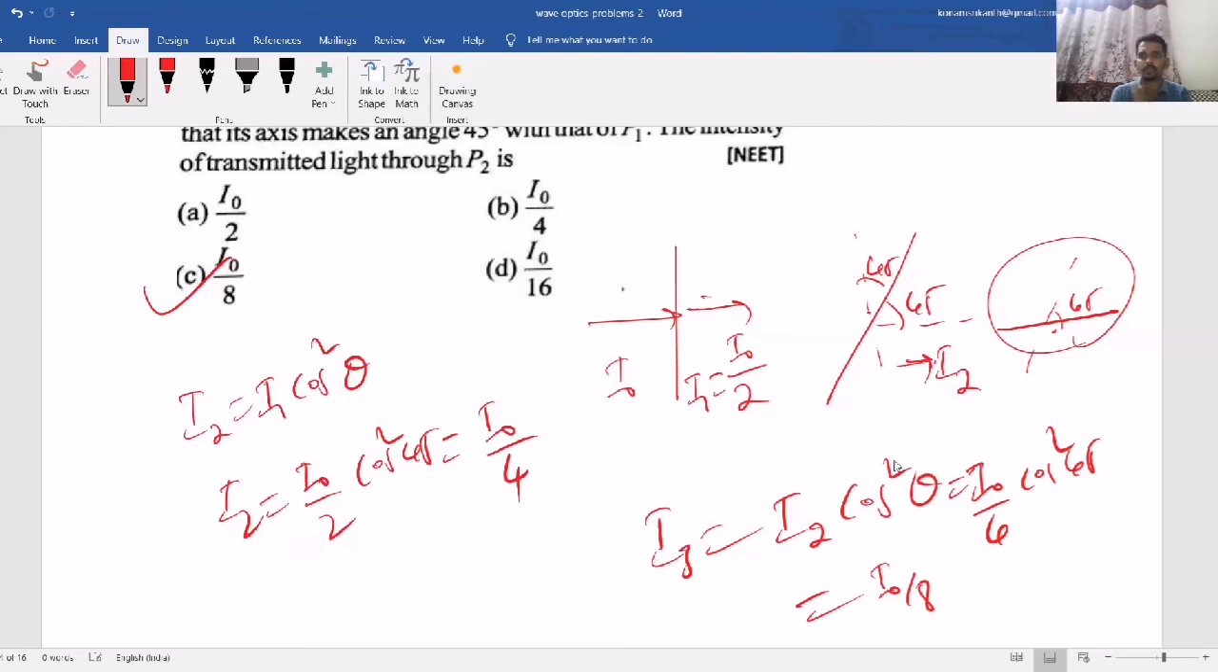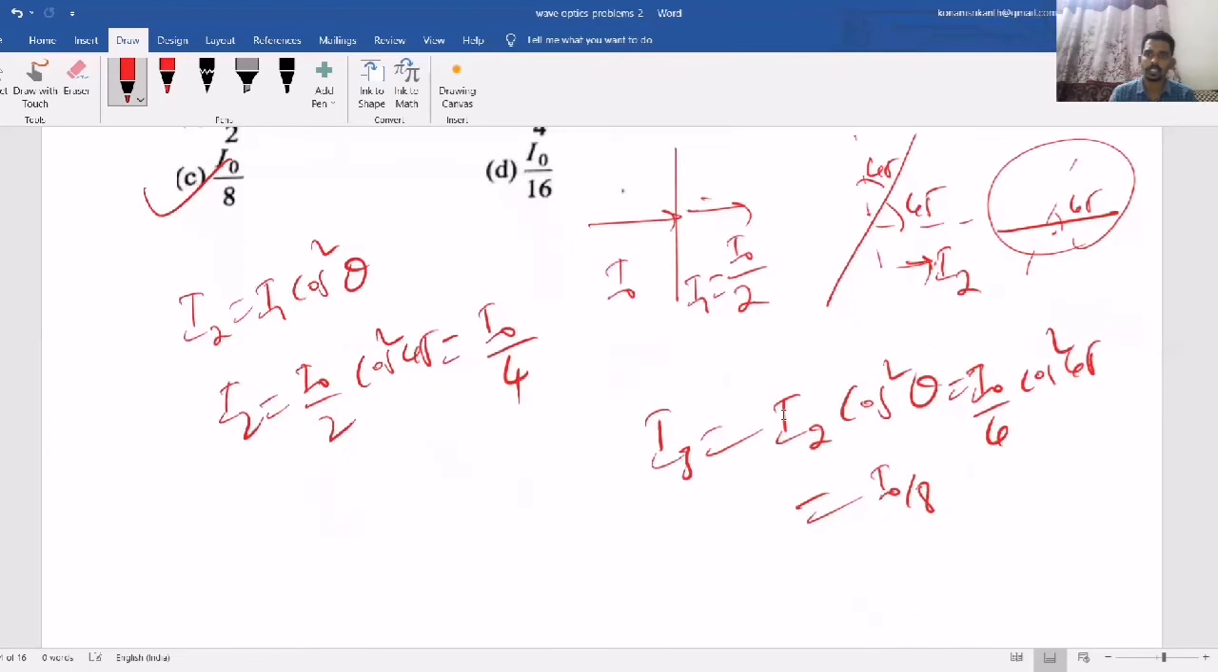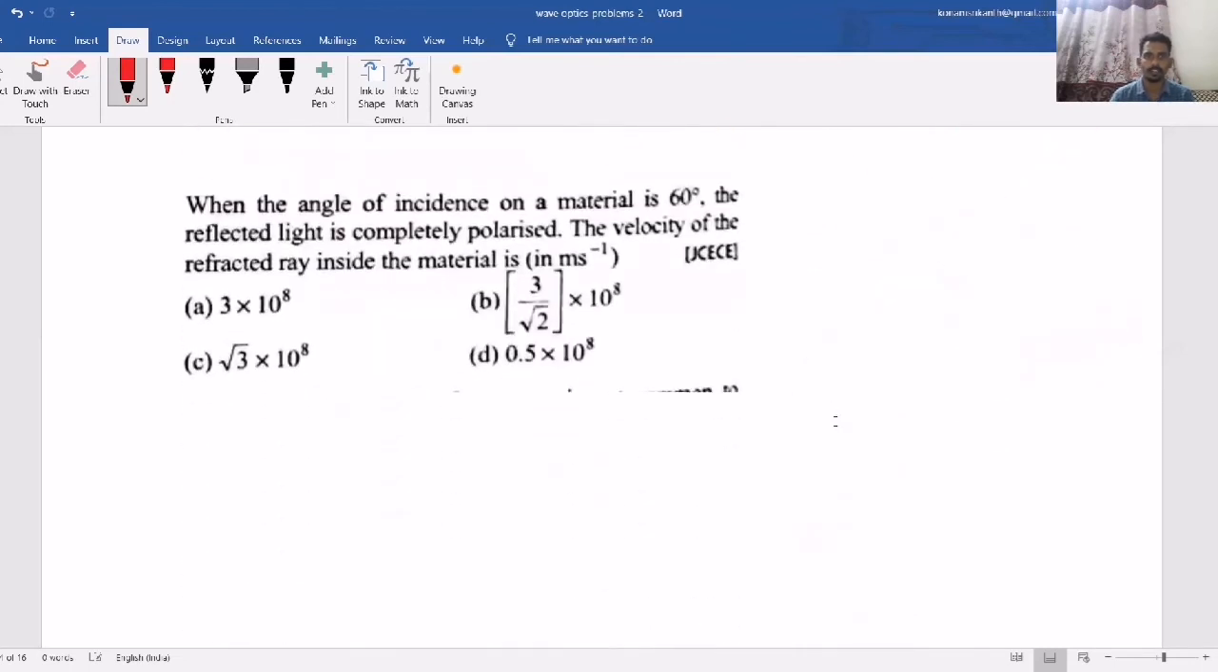So an unpolarized light converted into polarized means intensity becomes half. Next, when you take another polarizer, then you have to use Malus law. So what is the intensity falling and what is the intensity that emerges out? So those simple calculation based questions will come.